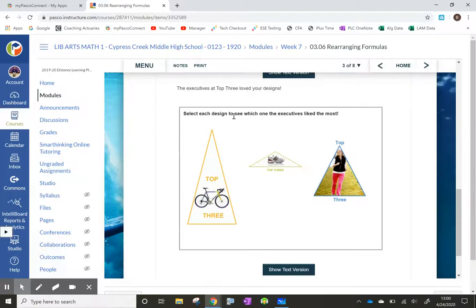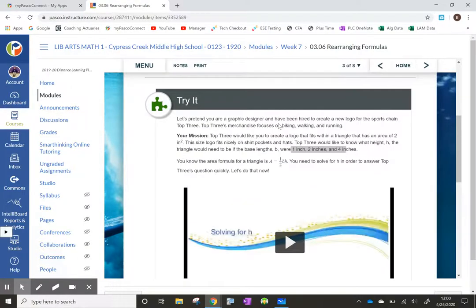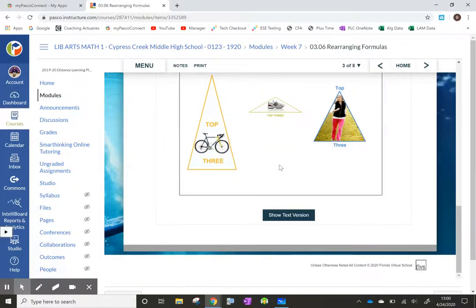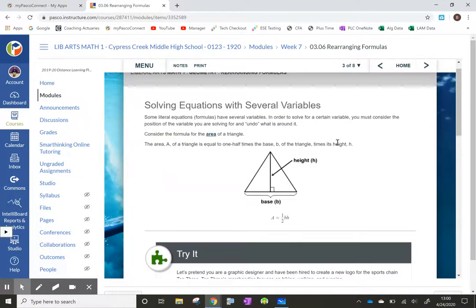I don't understand the whole question about which the executives like the most. I don't see how that's relevant. That wasn't asked in the question as far as I can see. So don't worry about that, I guess. The important thing is rearranging the equation.